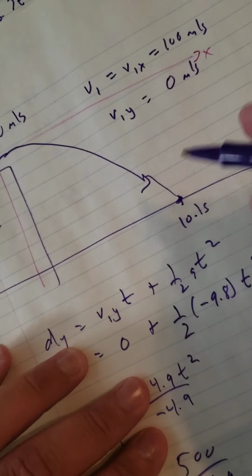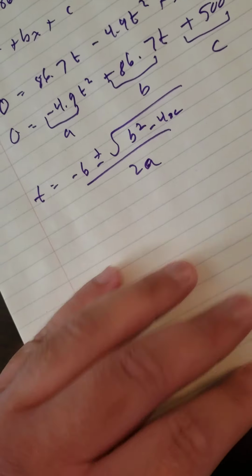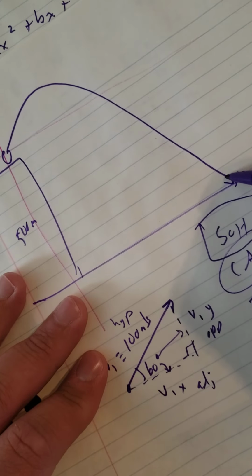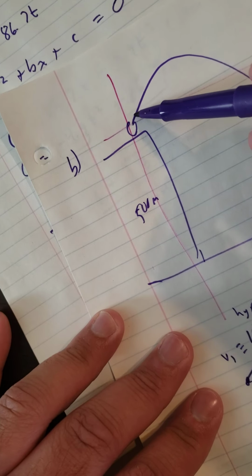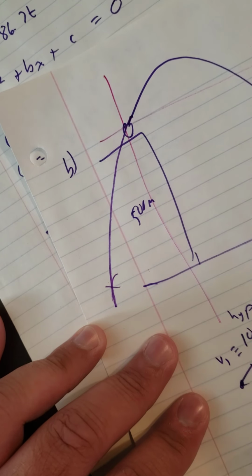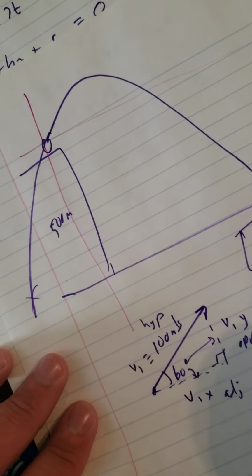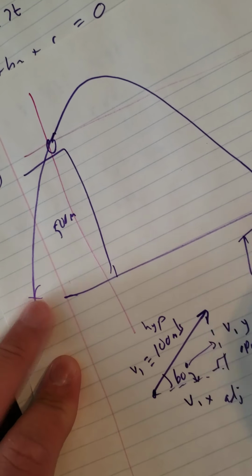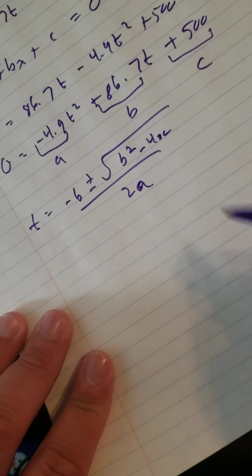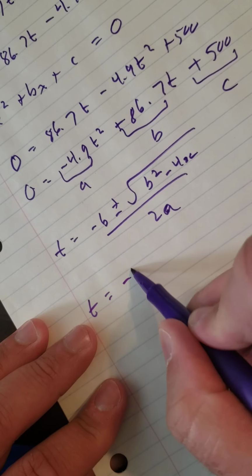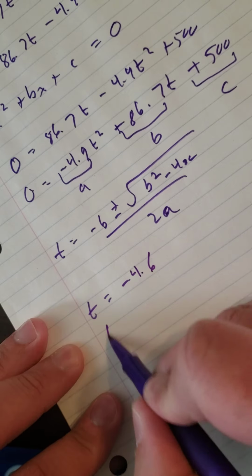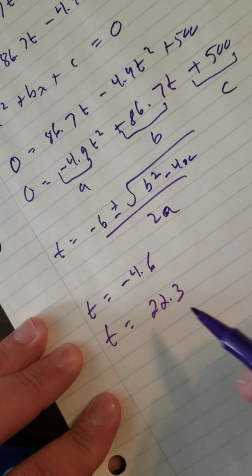I'm not going to go through this step, but you're going to get two solutions, two x-intercepts, which should make sense. If I go back to this, I should have an x-intercept right here, and I should also have one over here if I were to continue it, right? Okay, so I'm usually going to get one positive x-intercept and one negative x-intercept, which when I do this calculation with my formula, I do get a negative 4.6 and a 22.3.